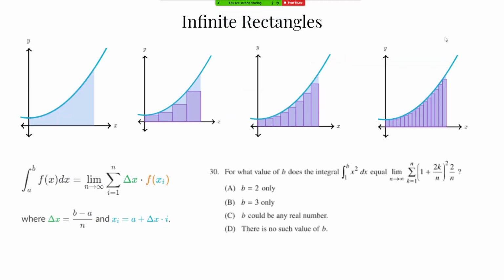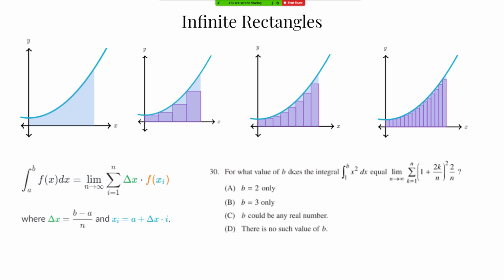Okay, as you get an infinite number of rectangles, you start approaching the actual area under the curve, like this. You can express the limit of infinite rectangles like this: the summation of i equals 1 to n of delta x times f of xi. The main takeaway is to know what to look for whenever you see this notation, and to know that delta x is equal to b minus a over n and stuff like that.